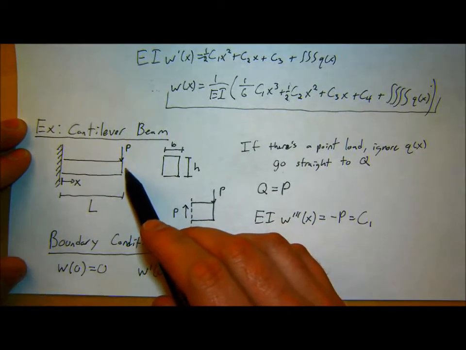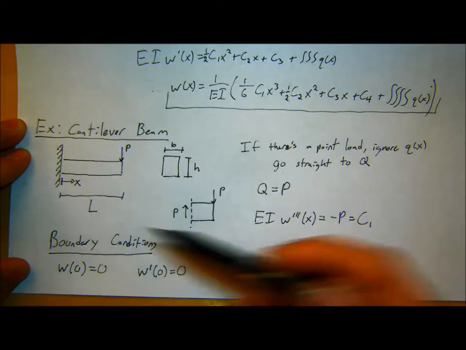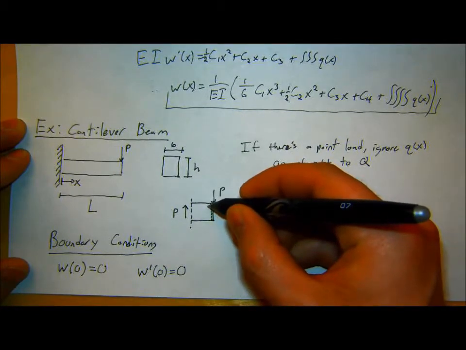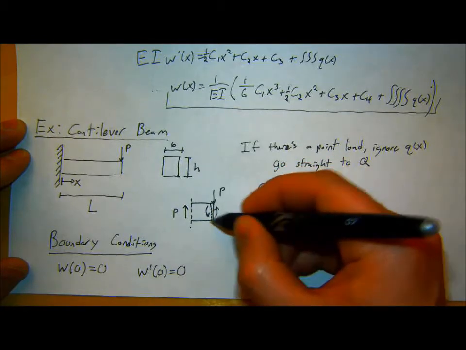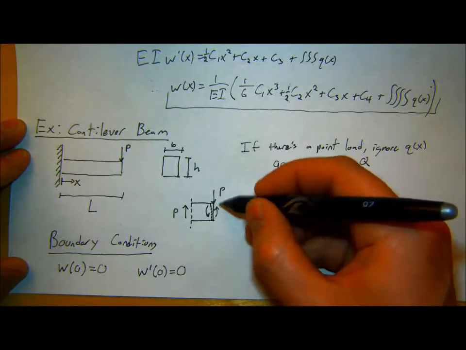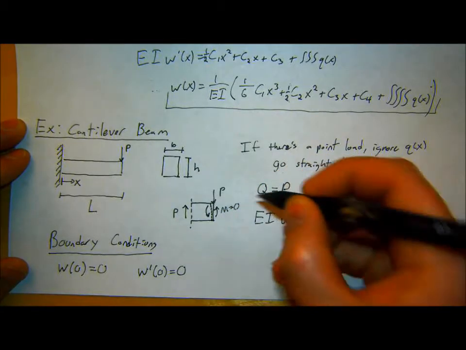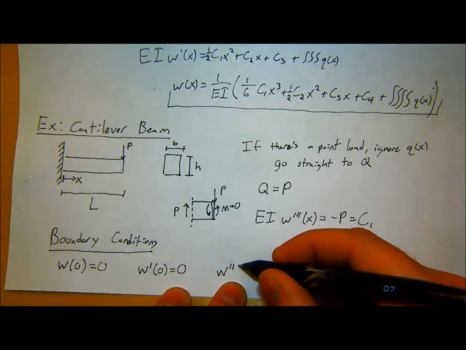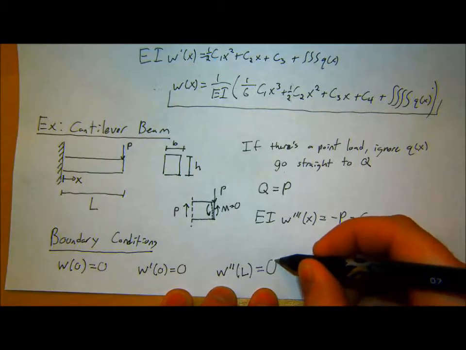Because now there's a free boundary at this end, you know that there can't be any moment counterbalancing it. So here, if I drew an infinitesimally thin slice, there's nowhere to apply a moment here. So the moment at the end has to be zero, and the moment relates to the second derivative of W, so W double prime at the end of the beam is equal to zero.